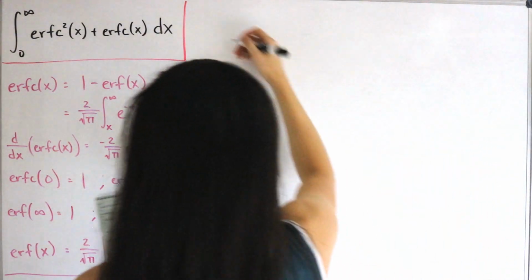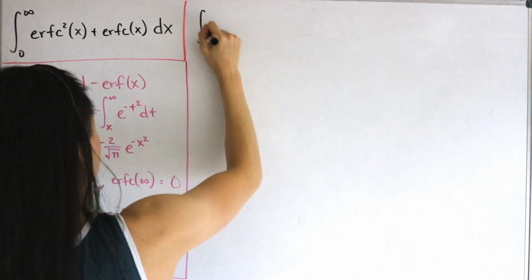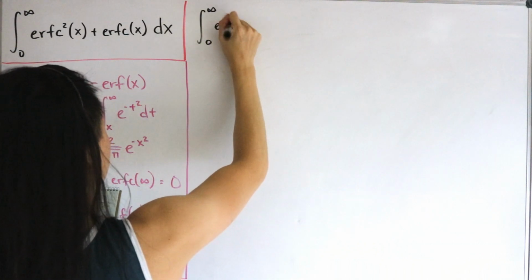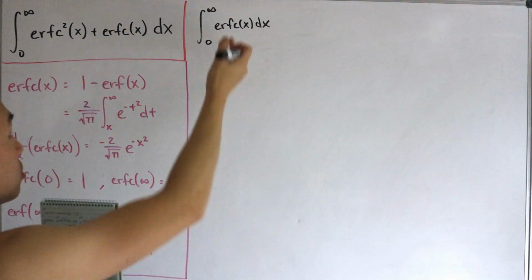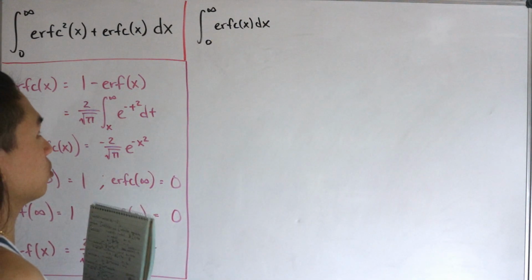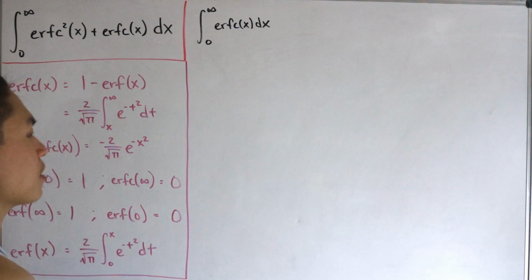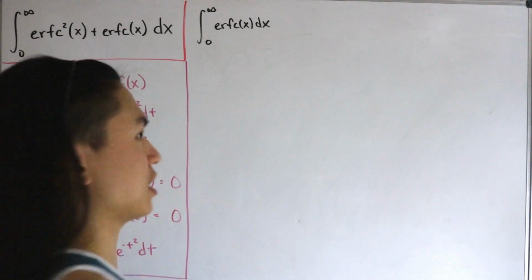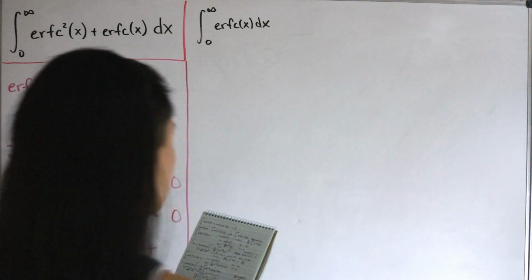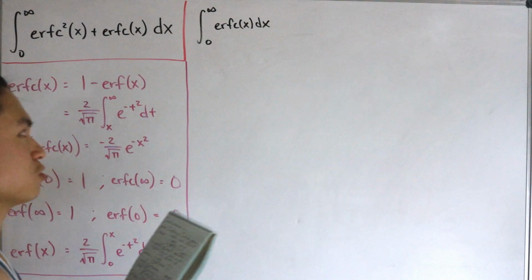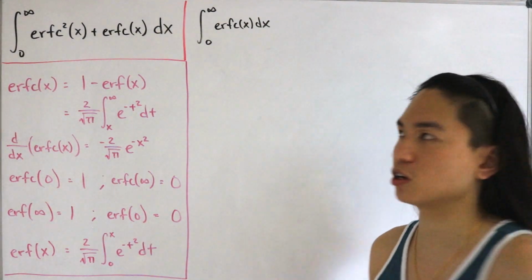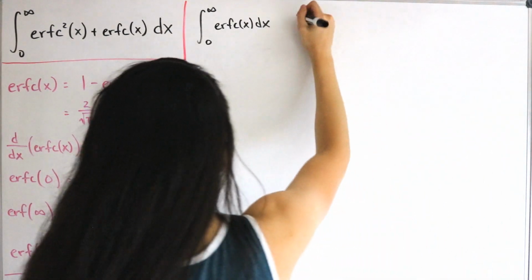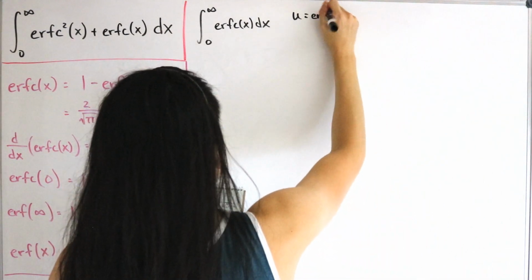We're going to calculate the integral from 0 to infinity of the complementary error function of x dx. This might look a little uneasy from this perspective, but what we can do is apply, as I mentioned, integration by parts. So let's choose a u and a dv. I think it's clear that we're going to let u be the complementary error function. Afterwards, we have to take its derivative.